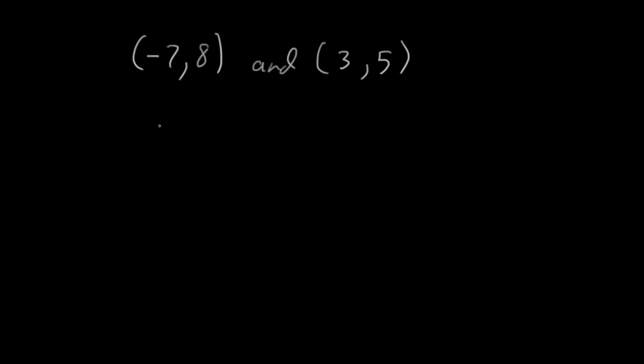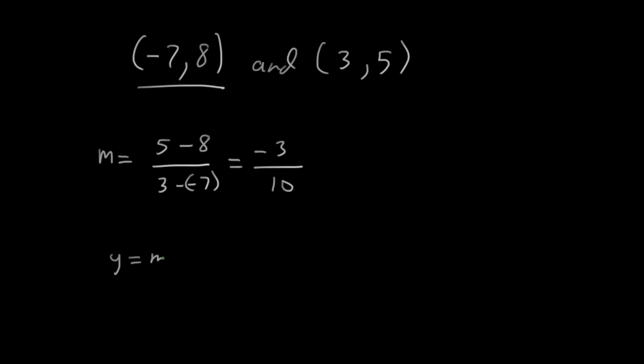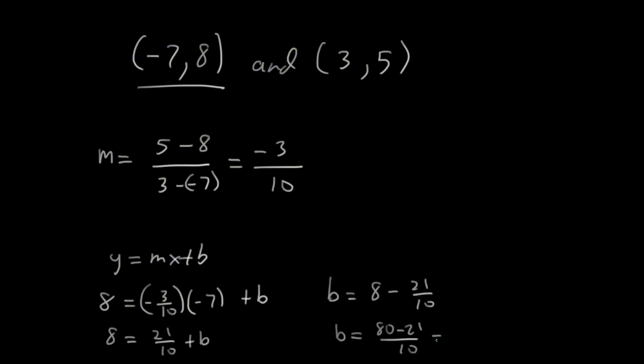Okay, let's try another example. First step, find the slope. Then we need to find the y-intercept. I'm going to plug in this point over here. And we get our final answer of -3/10x plus 59/10.